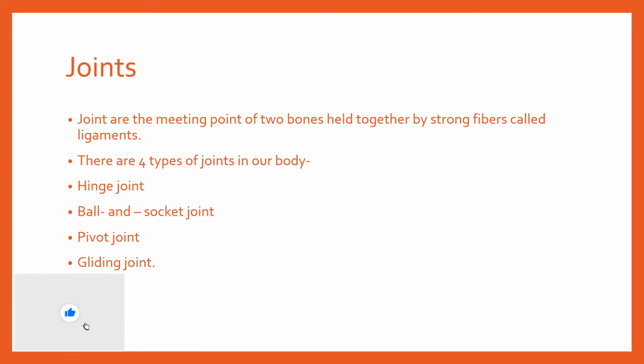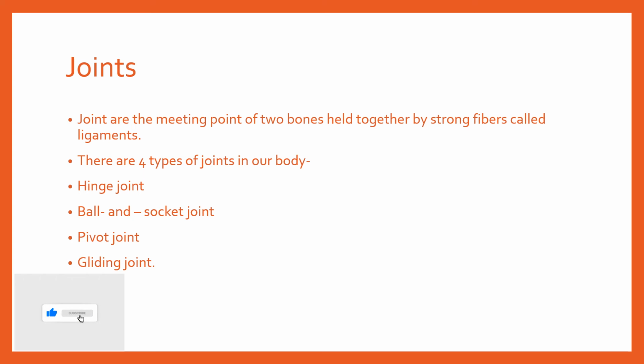Joints. Joints are the places where two bones are joined together, or we can say it is the meeting point of two bones. The bones are held together by strong and stretchy bands or fibers called ligaments. There are many types of joints in our body. First of all, there are two types of joints. First is immovable and second is movable. Immovable joints are present in the skull. The skull joints are immovable because they are interlocked with each other.